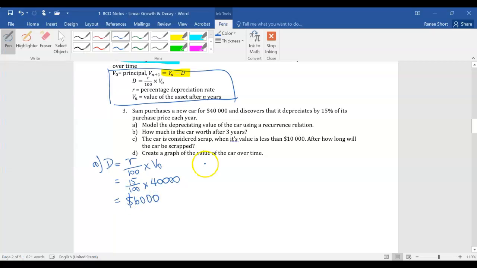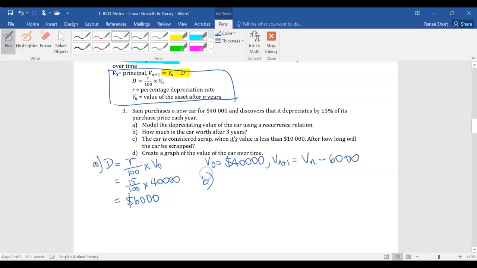So if we write this now as a recurrence relation, V0, our principal in this case is $40,000. That was the initial price of the car. And Vn+1 equals the previous value minus 6,000. So we can see that car value is decreasing really quite rapidly.